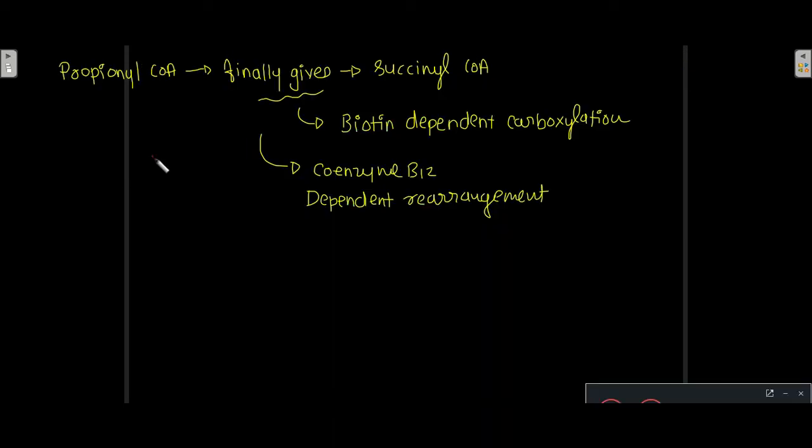Now this propionyl coenzyme A finally gives succinyl coenzyme A by biotin-dependent carboxylation and coenzyme B12-dependent rearrangement. So propionyl coenzyme A is subjected to biotin-dependent carboxylation and coenzyme B12-dependent rearrangement, and then it gives succinyl coenzyme A by these two processes.